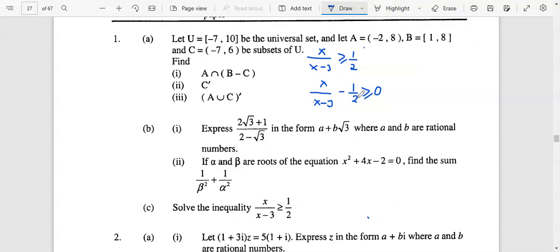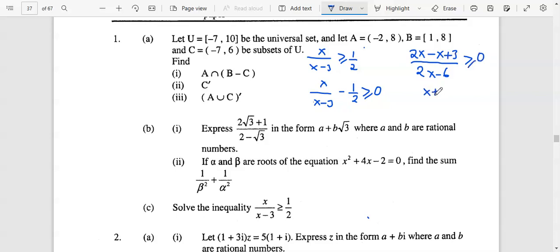Okay, from here now we are going to merge as a single fraction. Now multiply what's on top of the first fraction with what is on the bottom of the second fraction. So that will give us 2x. And then negative 1 on top of the second fraction, I'll multiply with the x minus 3. That will be negative x plus 3. Then multiply the two denominators. We are going to have 2x minus 6. And this is going to be greater than or equal to 0.